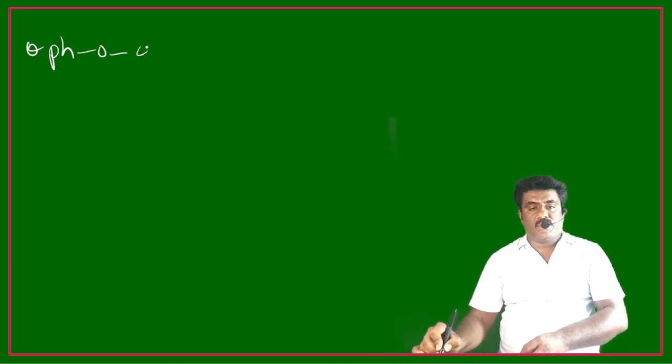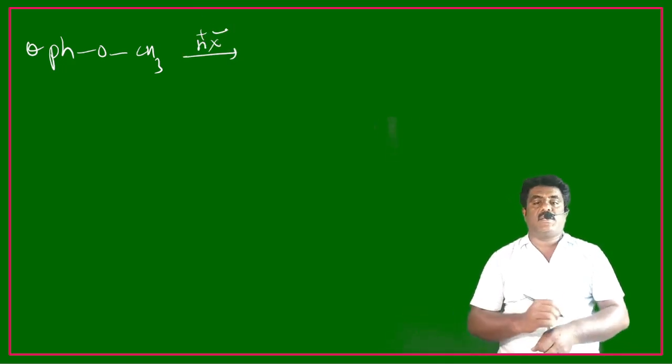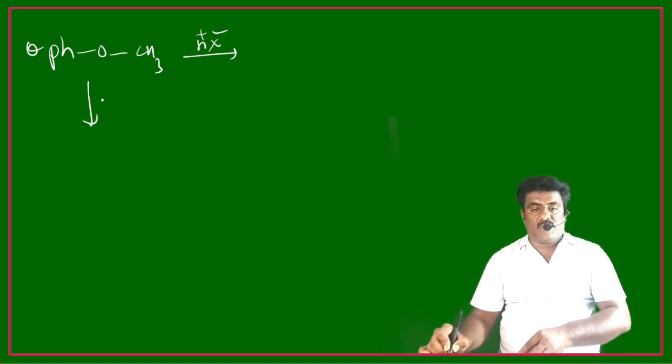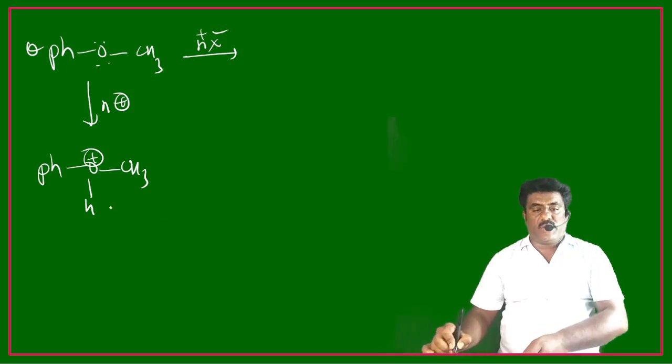Next, look at this question. PhOCH3 with HX, hydrogen halide, H plus X minus. What happened? In the presence of H plus, it forms PhOCH3H plus. After that, what happened? The Ph-O bond could not break because of resonance stabilization.